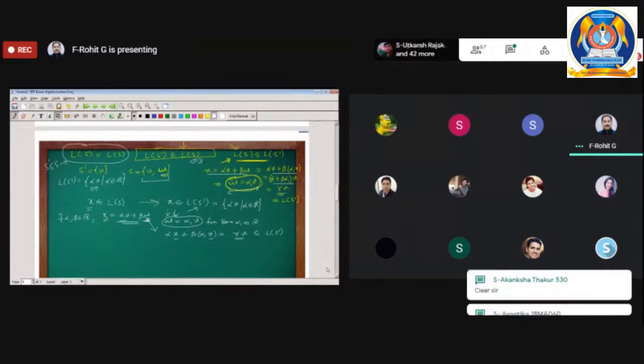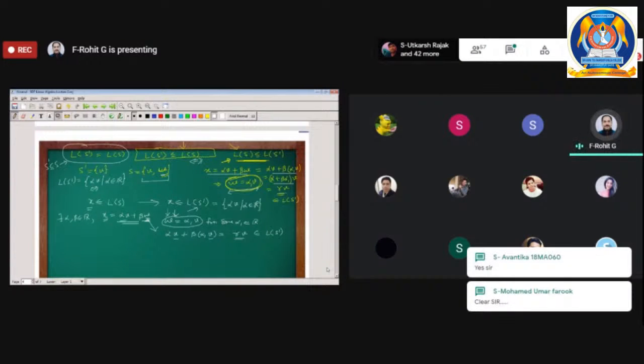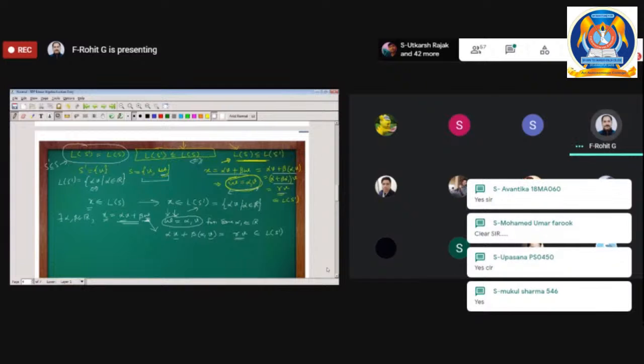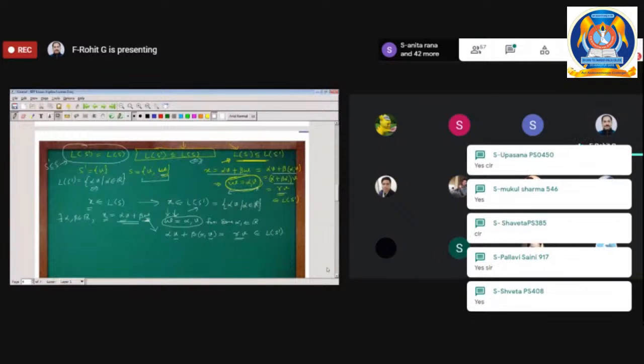Is it okay to all of you? Akansha Thakur says right. Avantika, rest. Supriya, are you clear now? Why are we taking W is equal to alpha 1 V?